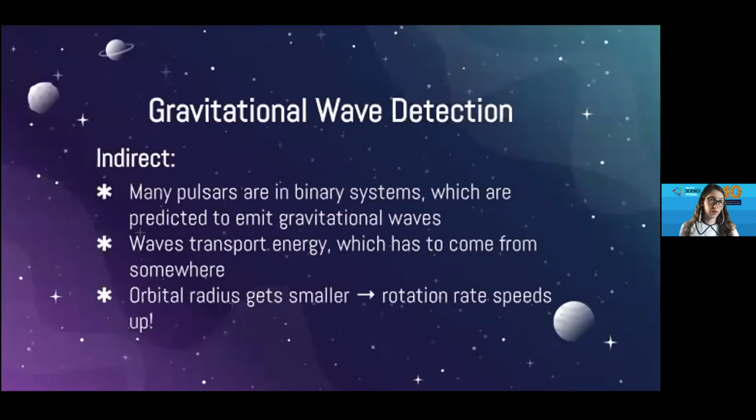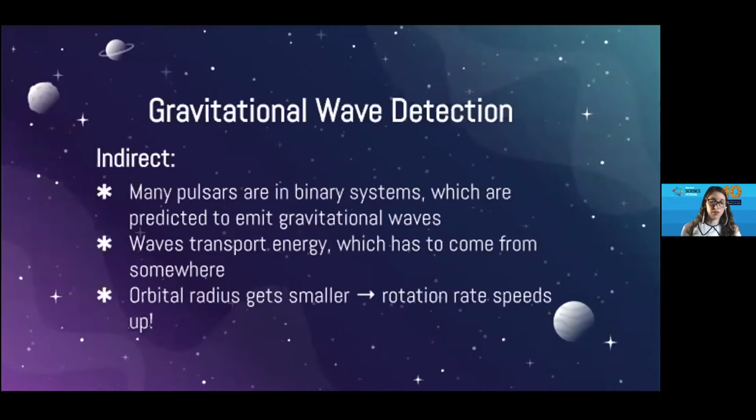So a little bit more about gravitational waves. That's kind of the hot topic in astronomy right now. There are 2 ways to detect gravitational waves. The first is indirectly. Many pulsars are in binary systems, which is when they're orbiting each other, and they can create gravitational waves. So even though there's no matter in between them normally to affect their orbits, the energy for those gravitational waves has to come from somewhere. And when the gravitational waves leave the system, they're taking energy away. So where that energy comes from is the orbit itself.